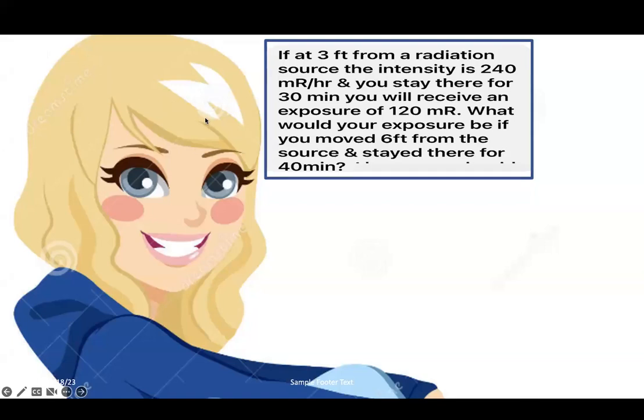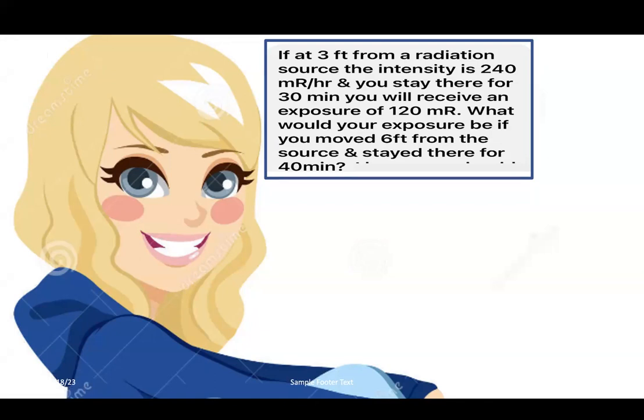And the problem says, if at 3 feet from a radiation source, the intensity is 240 milliroentgen per hour, and you stay there for 30 minutes, you will receive an exposure of 120 milliroentgen. What would your exposure be if you moved 6 feet from the source and stayed there for 40 minutes?